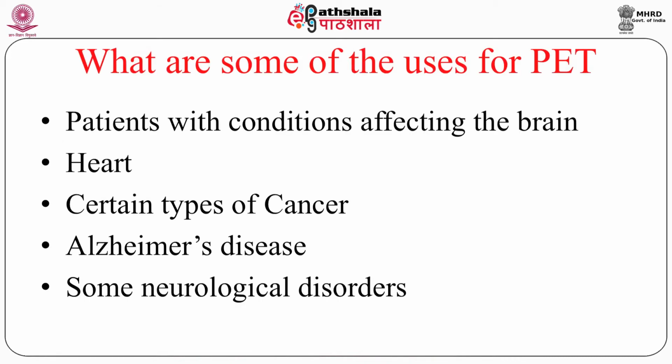What are some of the uses of PET that we should know? For patients with conditions affecting the brain, you can find out, as I am emphasizing on every slide, heart, certain types of cancer, Alzheimer's disease, some neurological disorders. Now, what is left out? You can have applications in cardiology, neurology, oncology and other types of disease. So, this is where there are certain uses of PET.